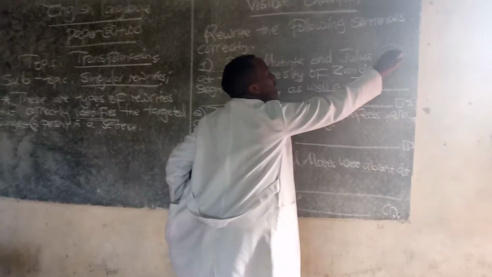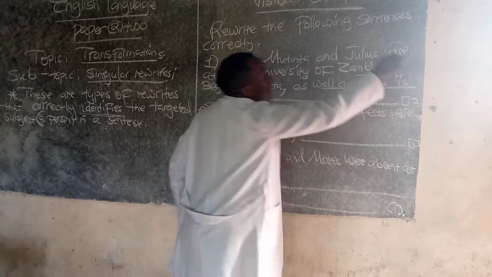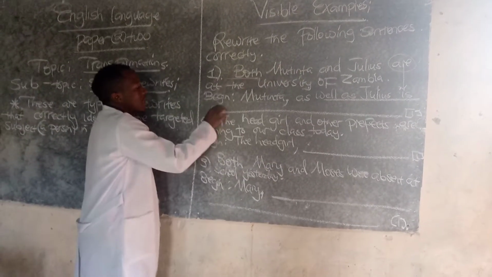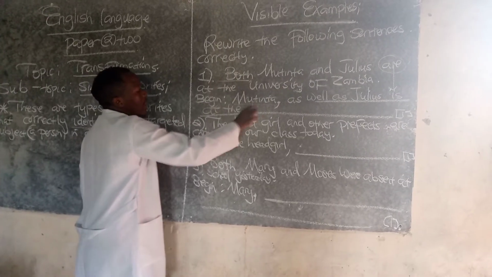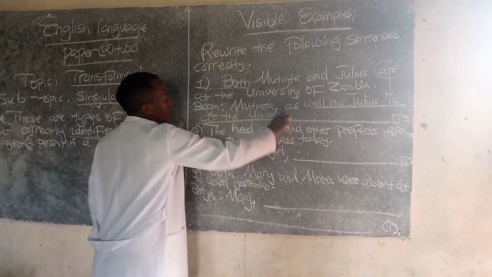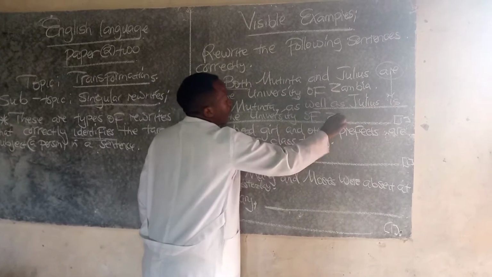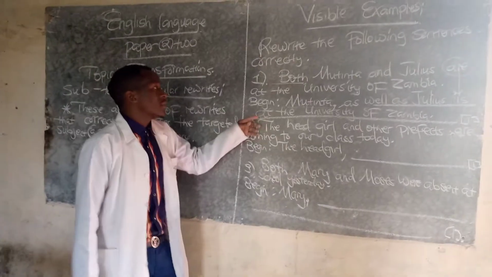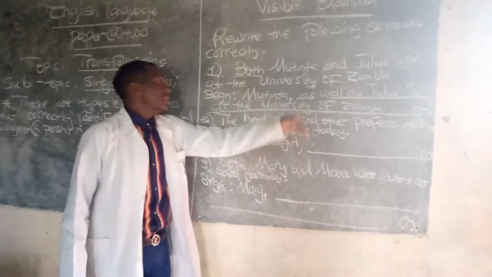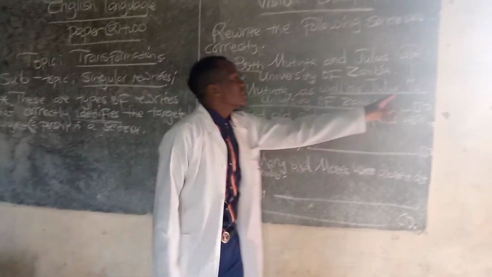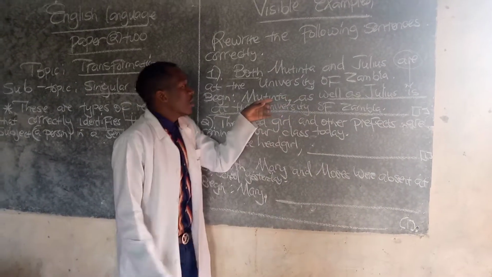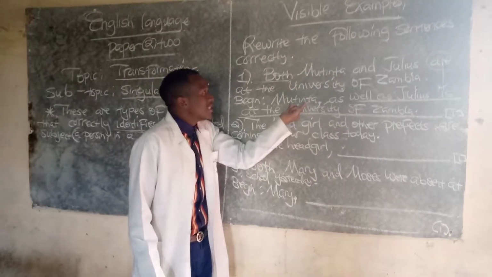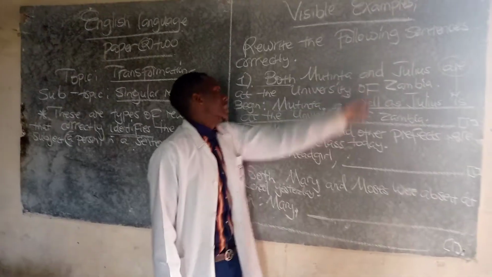So we are going to have a singular word which is going to become "is". Mutinda as well as Julius is. Then the rest are going to be maintained. At the University of Zambia. Mutinda as well as Julius is at the University of Zambia. What is important is this word and the recognition of the importance of this name, as to why it was put all alone, despite that here there was "and".